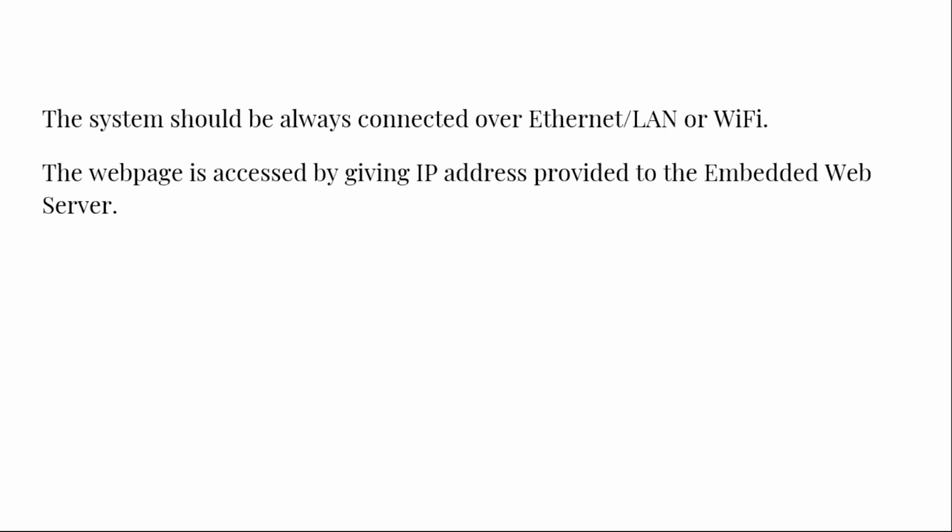The web page is accessed by giving the IP address provided to the embedded web server. You can provide either a domain name or the IP. Basically, when you get a global IP, you can give it a name, like abc.com. But behind that abc.com, you have a global IP which lets you access your abc.com from anywhere.